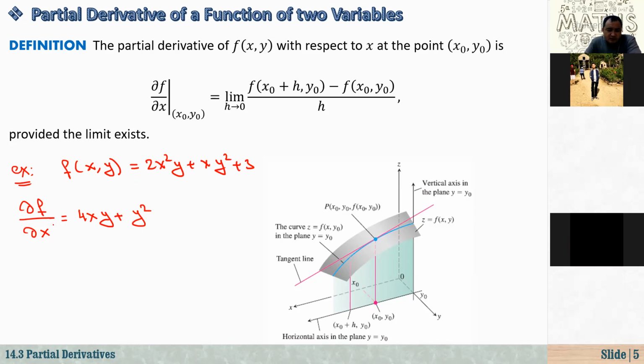Next, if you are asked to calculate its value at a certain point, for example, what is the derivative of this function with respect to x at 2 and negative 1? That's equal to 4 times 2 times negative 1, plus negative 1 squared, which is negative 8 plus 1, equal to negative 7. That means at this point, if you draw a tangent line to the surface, the slope of this tangent line is negative 7.